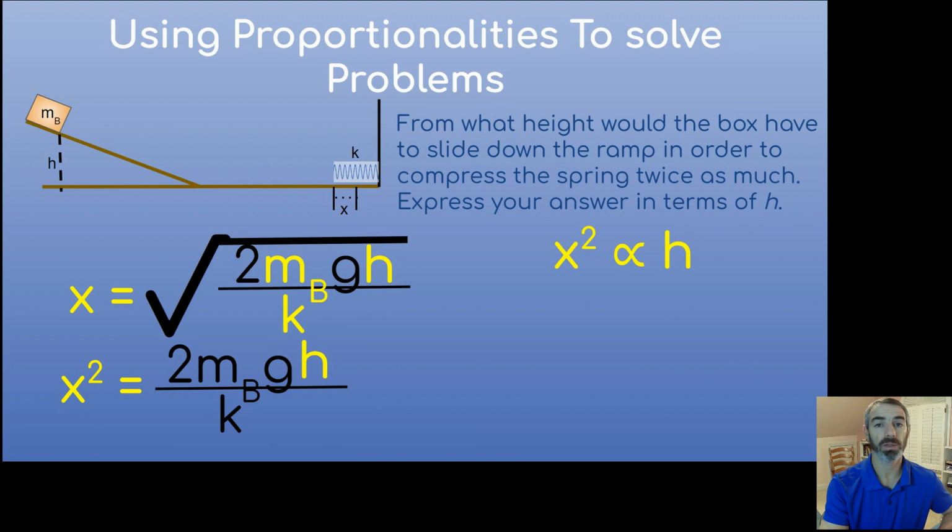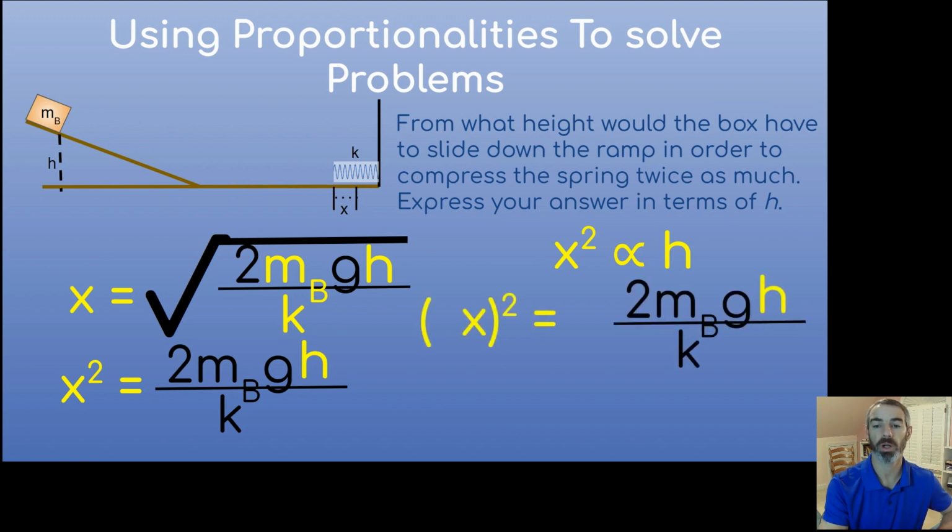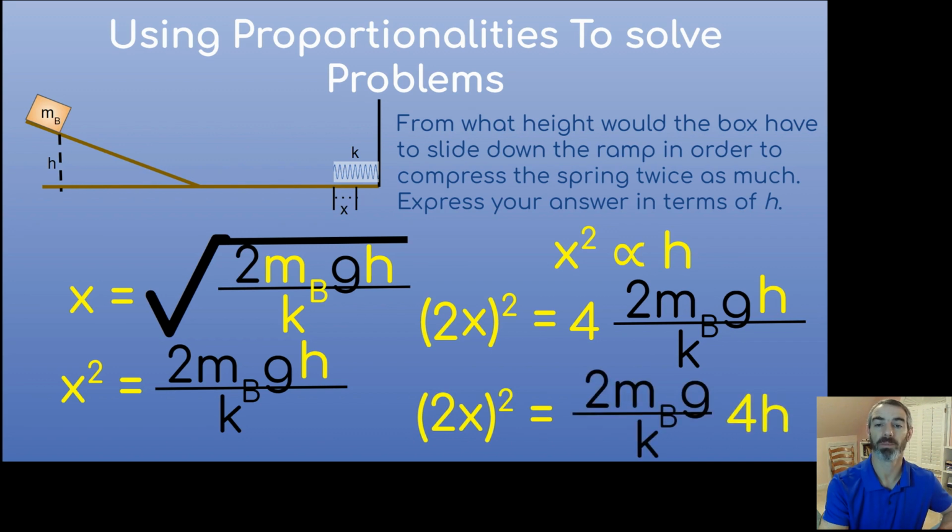So what does this mean? Well, whatever happens to x, I have to square it, and that's what's going to happen to h. So let's look at it from the equation standpoint. So we know that x squared is equal to 2 mbg h divided by k, but if I double that x, to keep this an equation equal, I have to do the same thing to the other side. So if I put the 2 in parentheses, 2 squared is 4, that means the other side has to be 4 times greater. Now, that being 4 times greater, with this being a constant, that means the only thing that can be affected is the height. So that means the height is going to be 4 times greater.